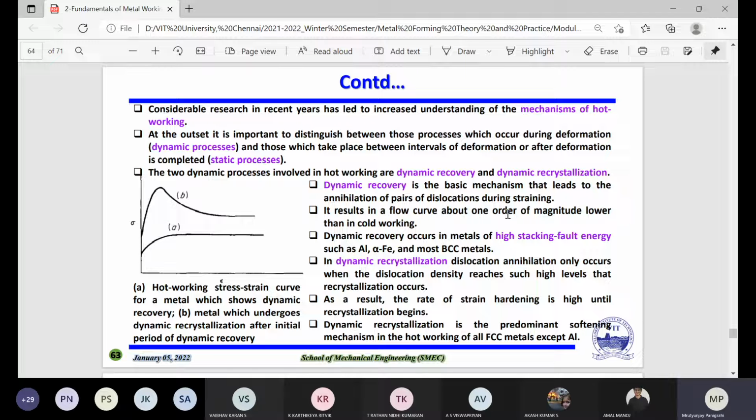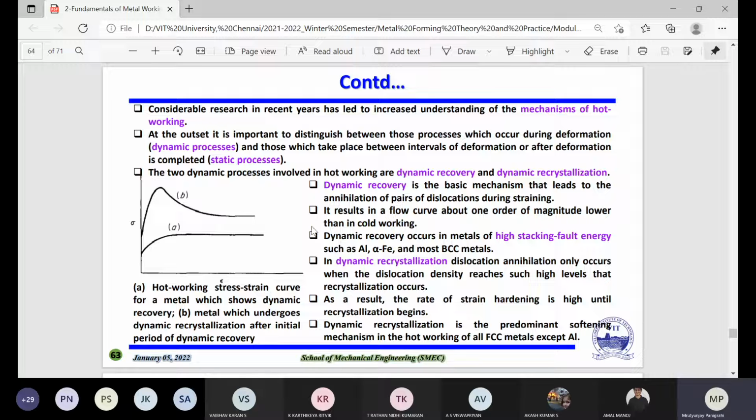So that means the moment you are straining and you have the dislocation there, you are making some disorder or some distortion there. Okay, so this is known as the dynamic recovery, and it results in a flow curve that is one order of magnitude lower than cold working. Okay, and also you are getting some stacking fault energy. We are not covering that here because you have studied it in the beginning of your material science. We do not have enough time to go back to what you have studied in material science.